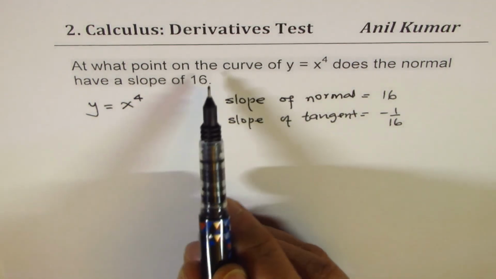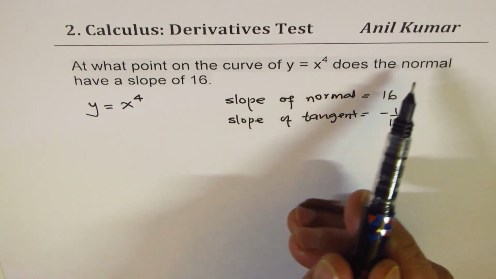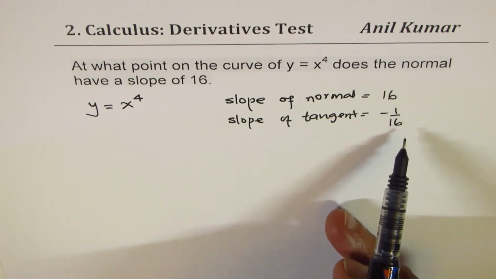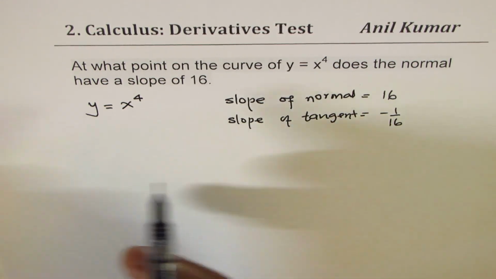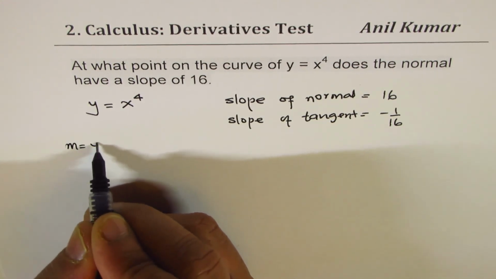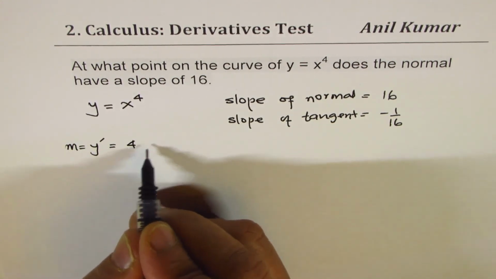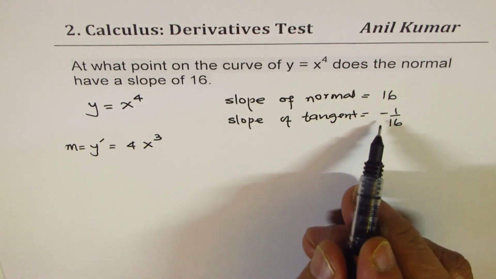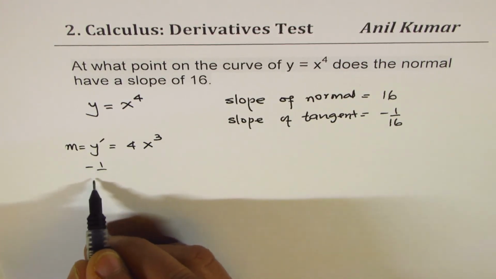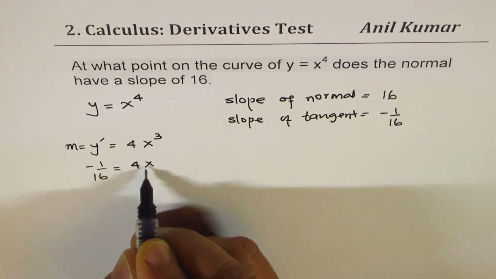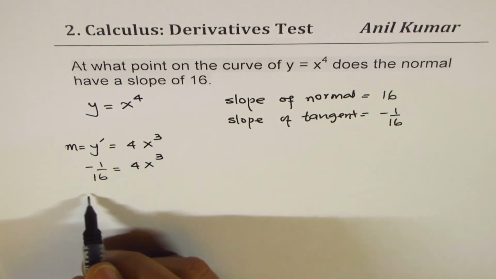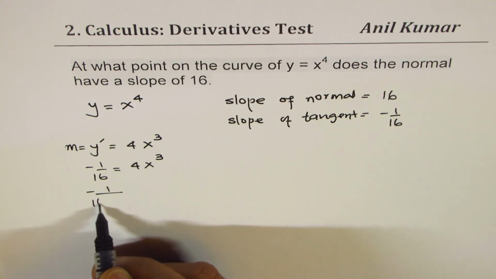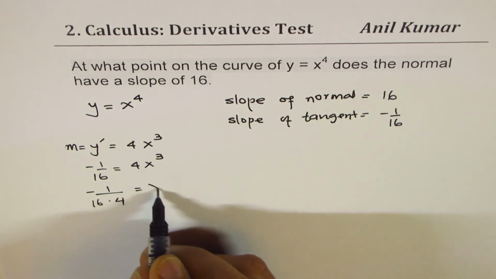Now it is simple. At what point on this curve does the normal have a slope of 16, or the tangent have a slope of minus 1 over 16, correct? So let's find the slope of the tangent. The slope of the tangent m is the derivative of this function, which is 4x cubed. And we are given this value as minus 1 over 16. So we have minus 1 over 16 equals 4x cubed. So we could write this as minus 1 over 64, 16 times 4, equals x cubed.